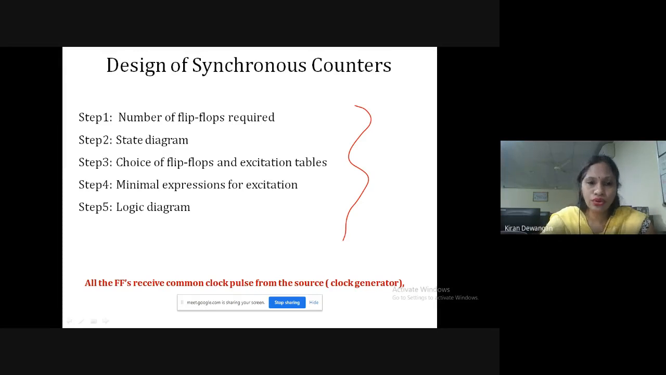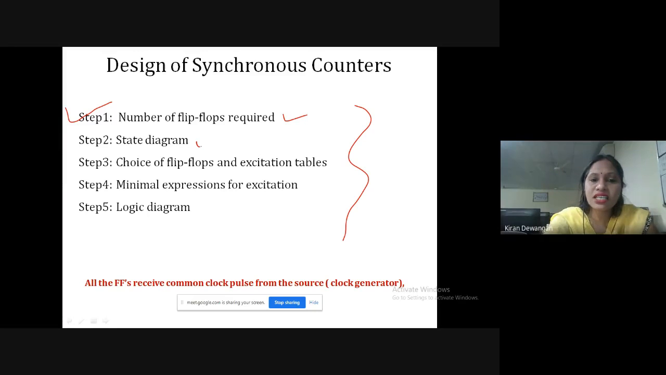We need to know what is the counter requirement, that is if it is a mod 6 counter, mod 9 counter, mod 10 counter. Accordingly we decide the number of flip flops required. Here also we'll decide the number of flip flops required for designing a particular type of counter. That is the first step, number of flip flops required.